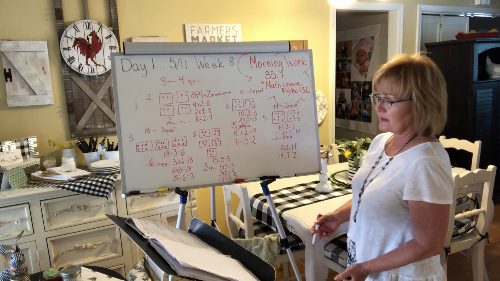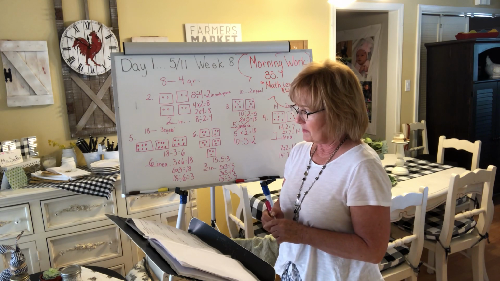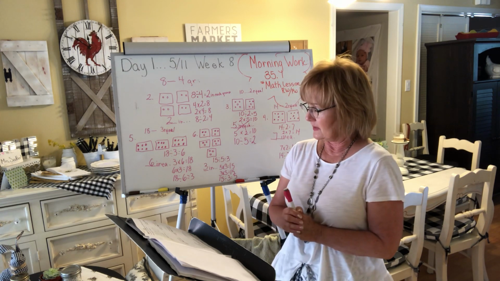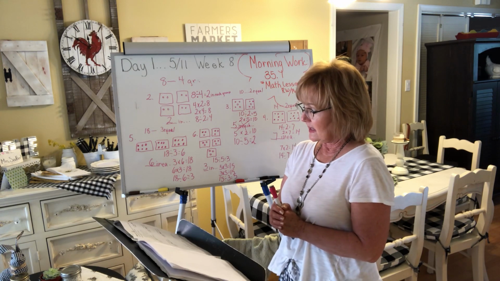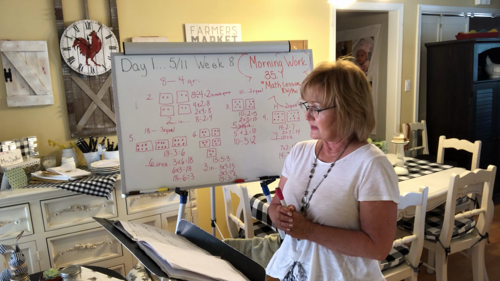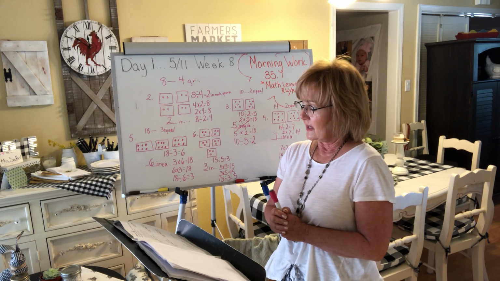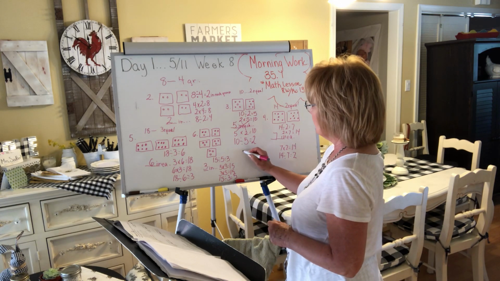Number 7. Did we do them all? Yes. It says, Mr. Carr divides 6 meatballs into 3 bowls. He wants to have 3 meatballs in each bowl. How many meatballs does he need? So he divides 6 meatballs into 3 bowls. He wants 3 meatballs. So draw your 3 bowls.